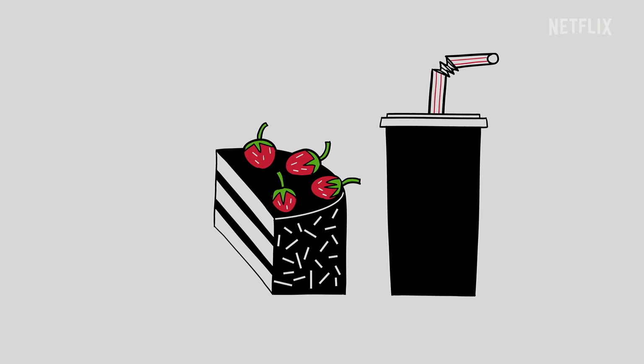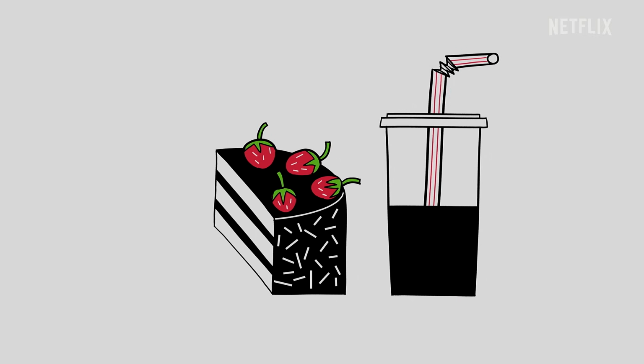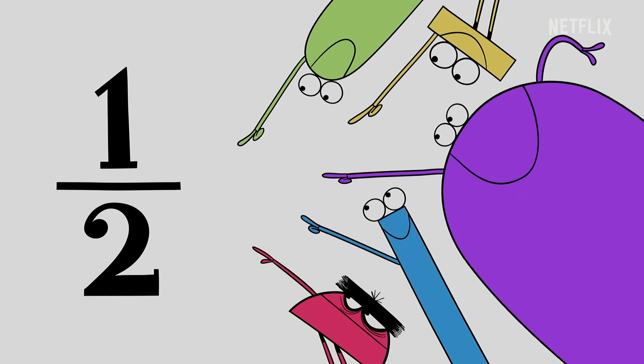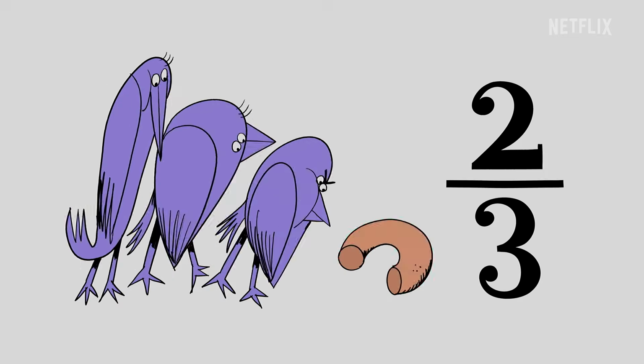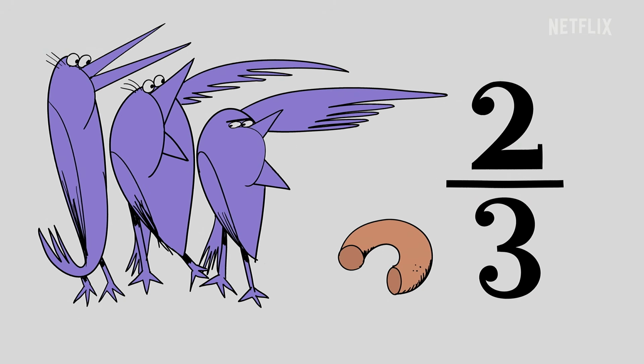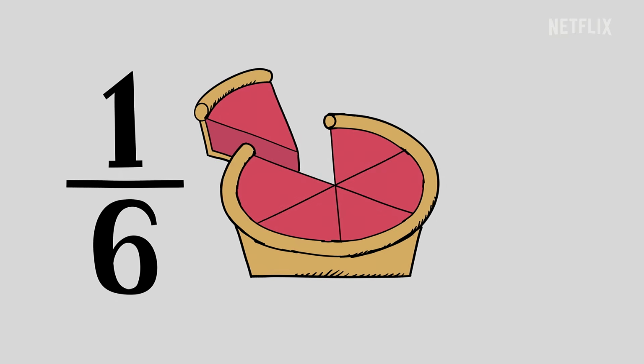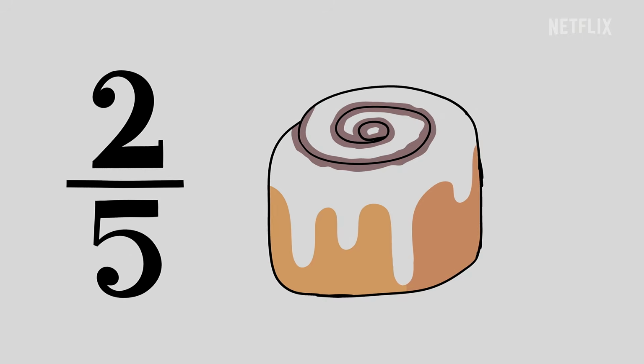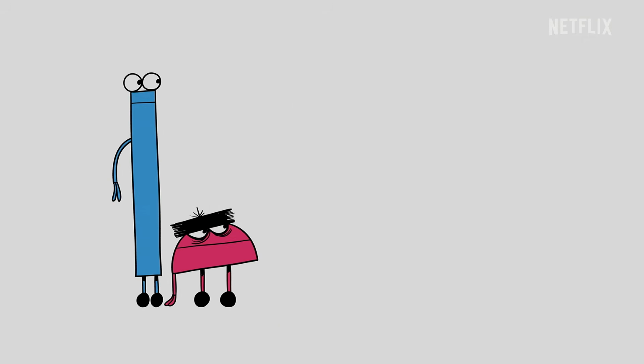When you got 1/2 of a cake or a chocolate shake, that's a fraction. Fraction. If you toss 2/3 of a bagel to the birds, that's a fraction. Fraction. 1/6 of a pie, 3/4 of a fry, 2/5 of a cinnamon roll. It's a super cool fact.